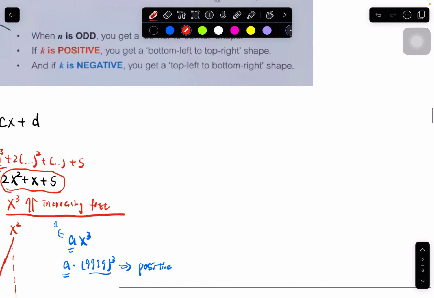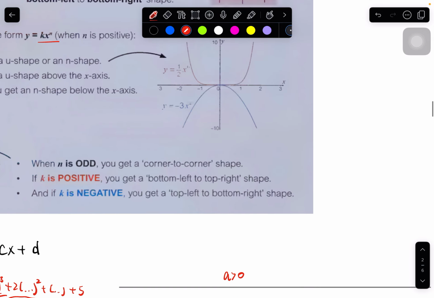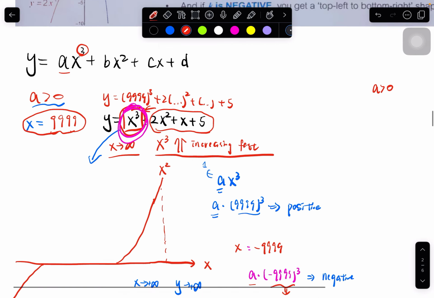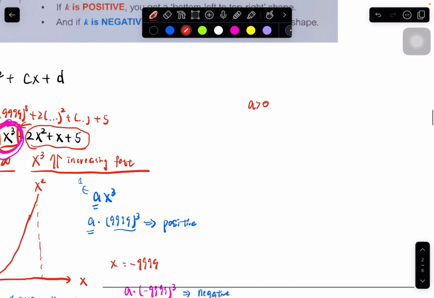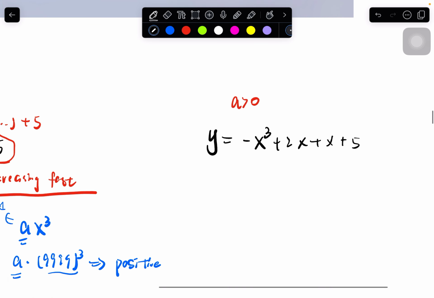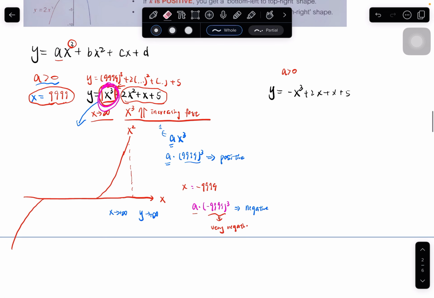Okay. So for a less than 0, the analysis is quite the same, and I will talk to you about it. Now we have, for example, y equals minus x to the power 3 plus 2x squared plus x plus 5. I don't change the remaining part, just the coefficient of the leading term, the x to the power 3.